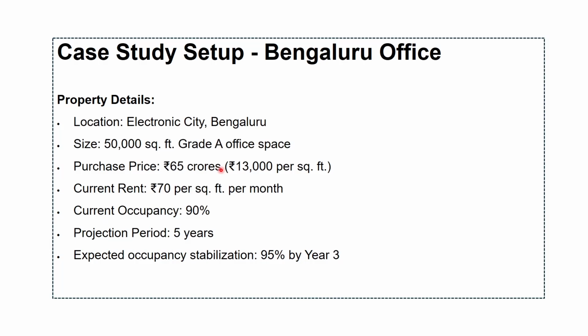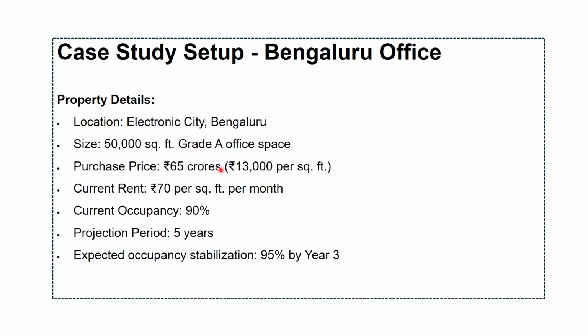So, let us now apply the methods which we have seen in DCF analysis through a comprehensive case study of an office building investment in Bengaluru. The property details are as follows. The location is Electronic City in Bengaluru, one of India's premium IT hubs. The property is a 50,000 square feet grade A office.